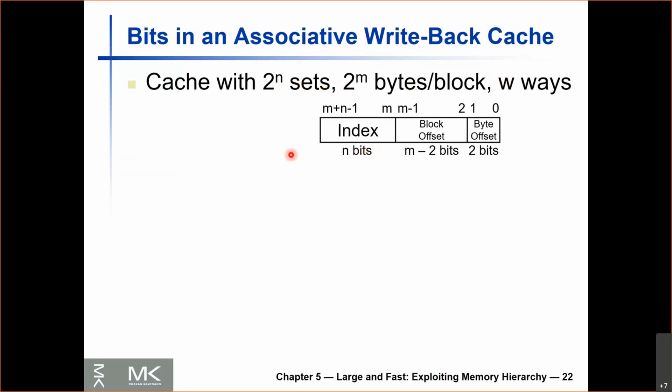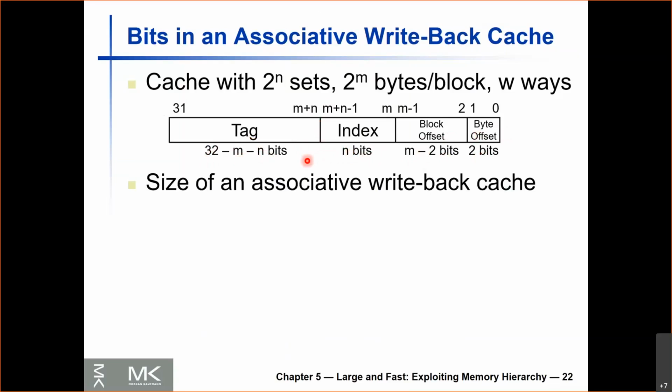And what about my tag? What's my tag going to be? Assuming a 32-bit address, of course. Right, so my address is going to be, well, not exactly, 32 minus m minus n. So it's 32 minus the total of this. So n plus m minus 2 plus 2 is going to be n plus m. So the tag is going to be 32 minus m minus n.